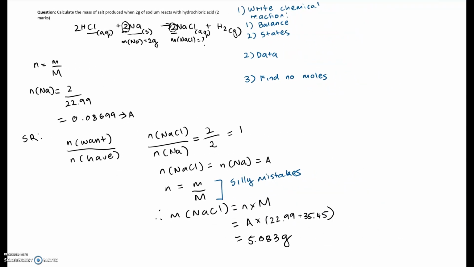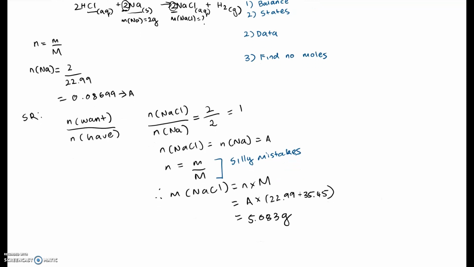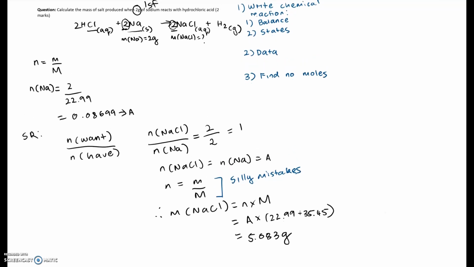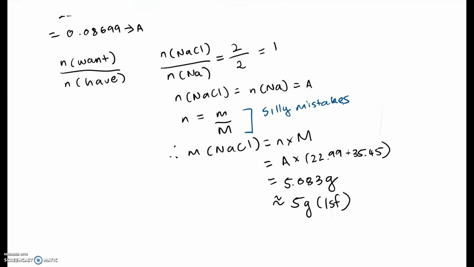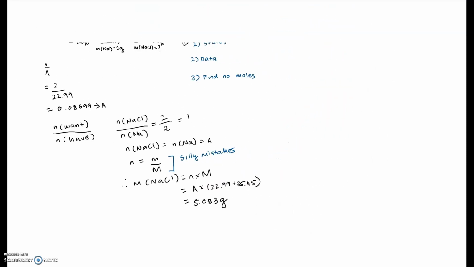No. So here, the minimum amount of sig figs in this question is 1. So that means my answer must also be to 1 significant figure, because the question is already inaccurate. So my answer can only be as accurate as the least accurate value in the question. So then I have to round this off to 1 sig fig, which is simply 5 grams. And that is how you answer this question.